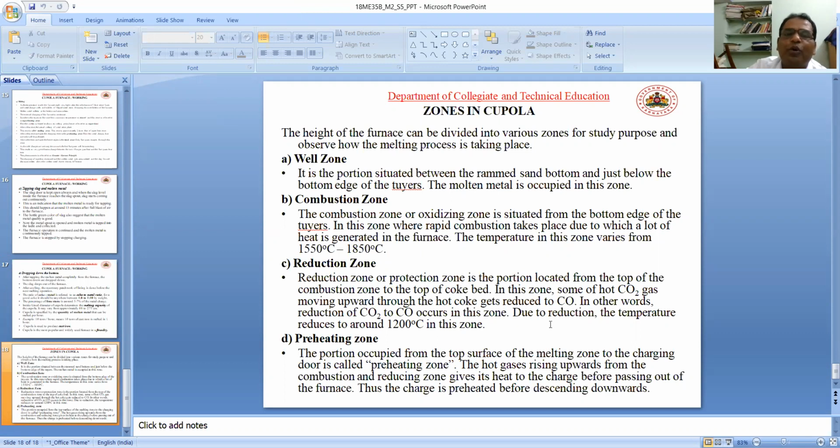Next, the zones in the cupola. The height of the furnace can be divided into various zones for study purposes, to observe how the melting process is taking place. First one is the well zone. It is a portion situated between the rammed sand bottom and just below the bottom edge of the tuyeres. Molten metal occupies this zone.